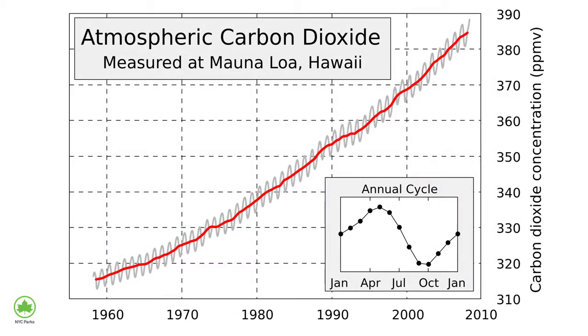If we zoom in and look at the last 60 years, we can see that the concentration of atmospheric carbon dioxide is currently far outside of that range. We have been over 300 parts per million for decades and just recently passed 400.